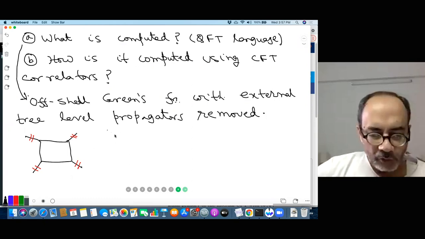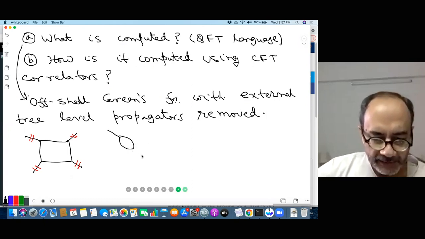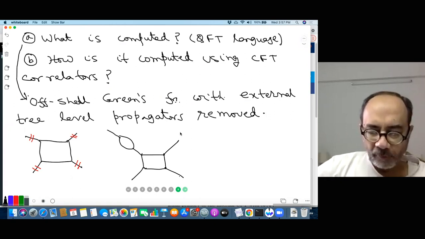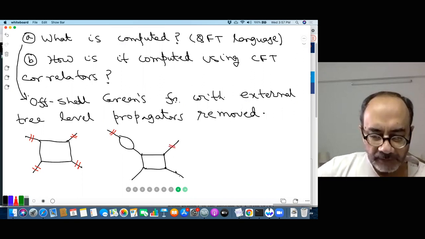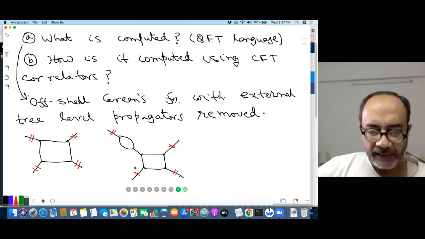But suppose we also have a diagram like this. Then the quantity that I'll compute will correspond to removing the tree level external propagators, which means these, and these. But this part of the diagram will be included. So it's not quite the amputated Green's function that you are familiar with in quantum field theory. And so on.